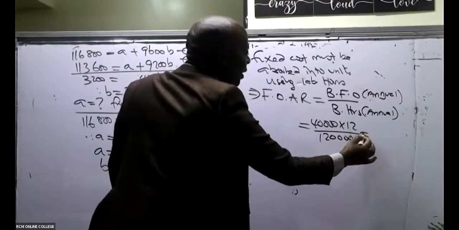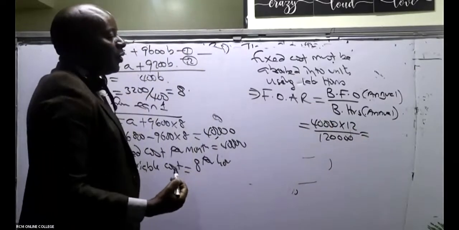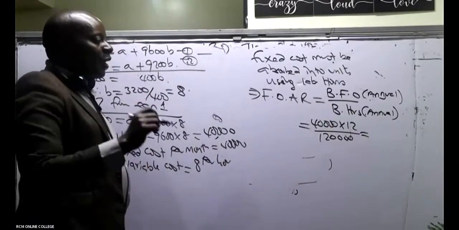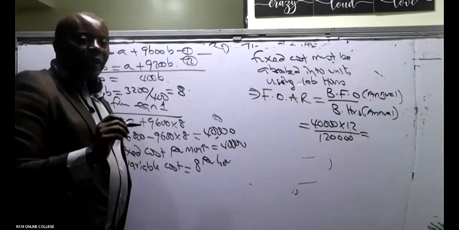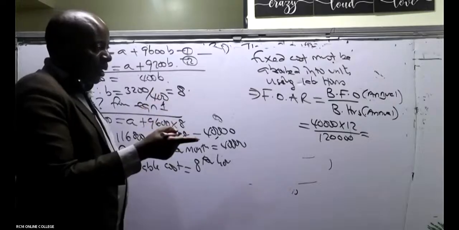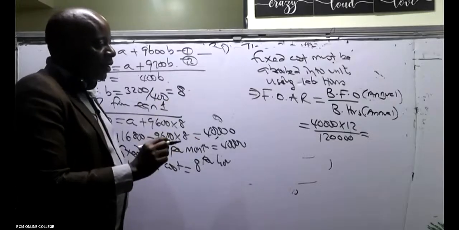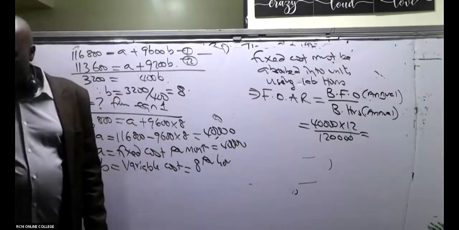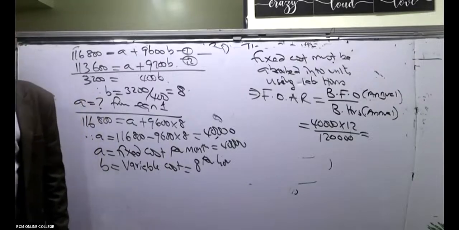I know it may look big, but just give me this fixed overhead absorption rate per hour. 40,000 per month times 12, it has to be annualized, divided by budgeted hours, which must also be annual. So this one here will give me what figure? You'll be able to follow, don't worry.